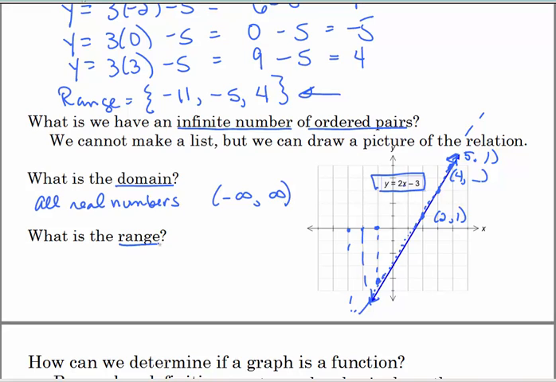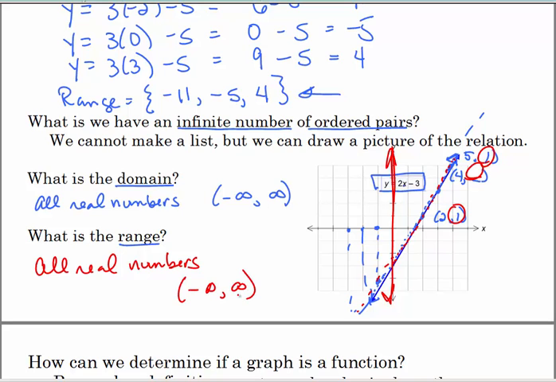Now the range is the y values, meaning we're finding out what are the y values, how far up and down this goes. Well, again, this would also be all real numbers. That picture, there's no value that y could not be. It's going up, up, up, up. It's going down, down, down, down. So again, in interval notation, from negative infinity to positive infinity.